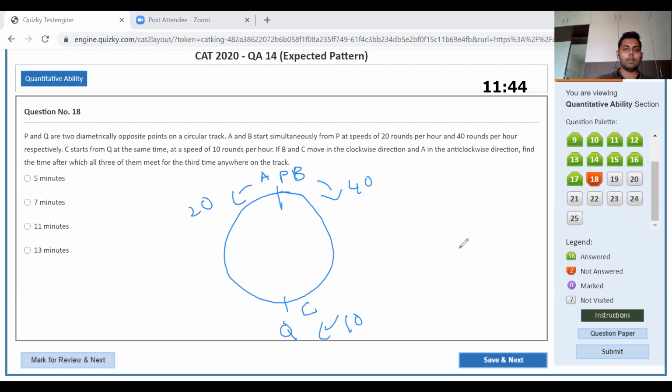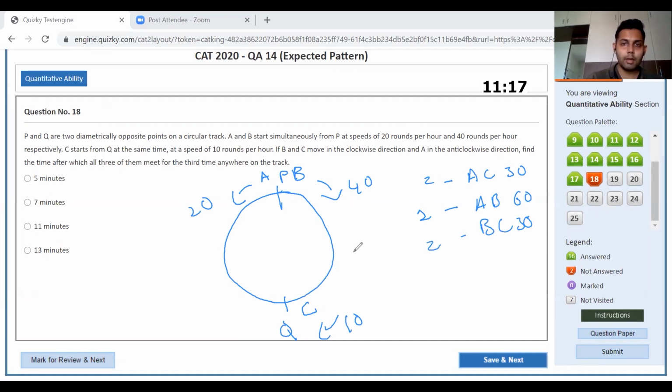A is moving anti-clockwise at 20 rounds per hour. So let's just see relative speeds. AC is 30 rounds per hour in relative speed. AB is 60 rounds per hour. And BC is again 30 rounds per hour. So basically these guys meet every minute, and these guys meet every 2 minutes.